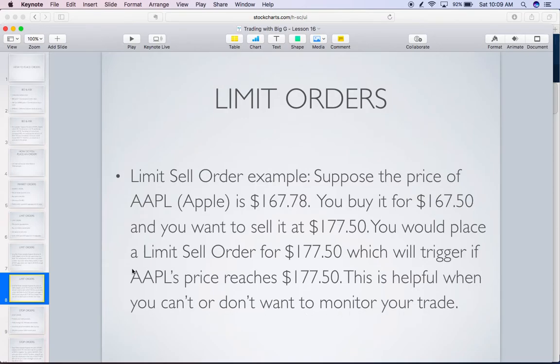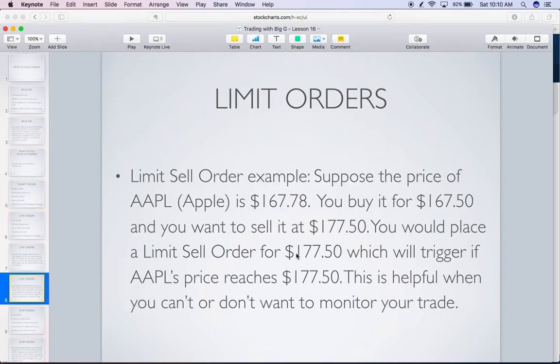In other words, maybe you've done your technical analysis, you've placed your order to buy Apple at 167.50, and you think, based on your analysis of the chart, it's going to go up to 177.50. So you just place an order that says, okay, when it hits 177.50, sell. You don't have to monitor your screen. You can be at work, you can be in a meeting, you can be out playing or whatever, and that order is going to kick in for you automatically when it hits your target.